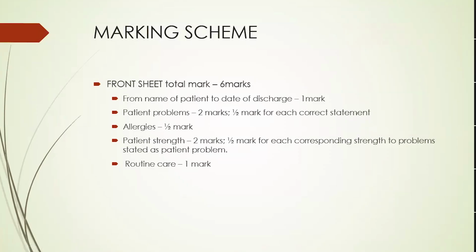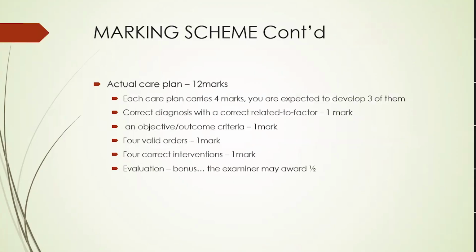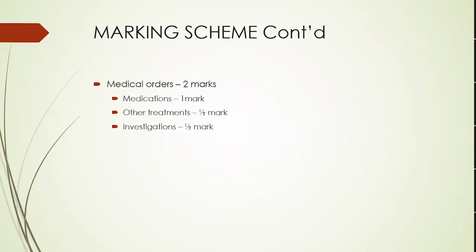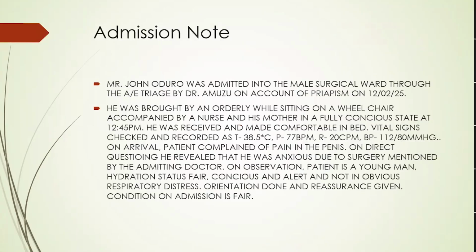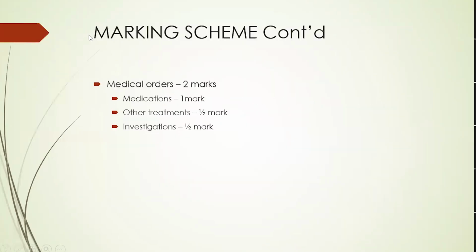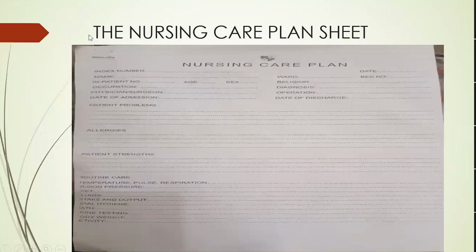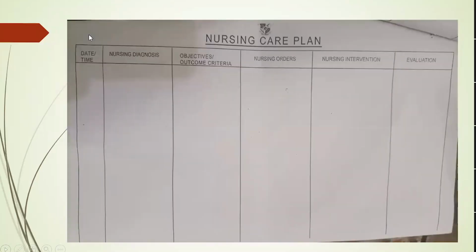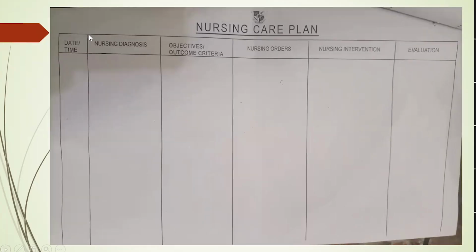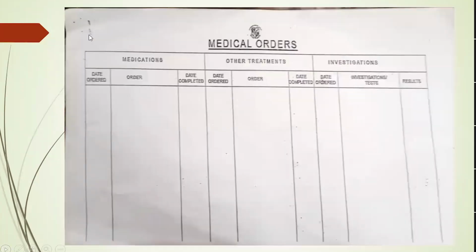So in 30 minutes time, you are expected to do that front sheet to get only 6 marks. Imagine you are going to have only 6 marks for all the front sheet. Then the next thing is the actual nursing care plan, which carries 12 marks. So you don't want to waste time on the front sheet. Then we have the last section too, which carries only 2 marks.